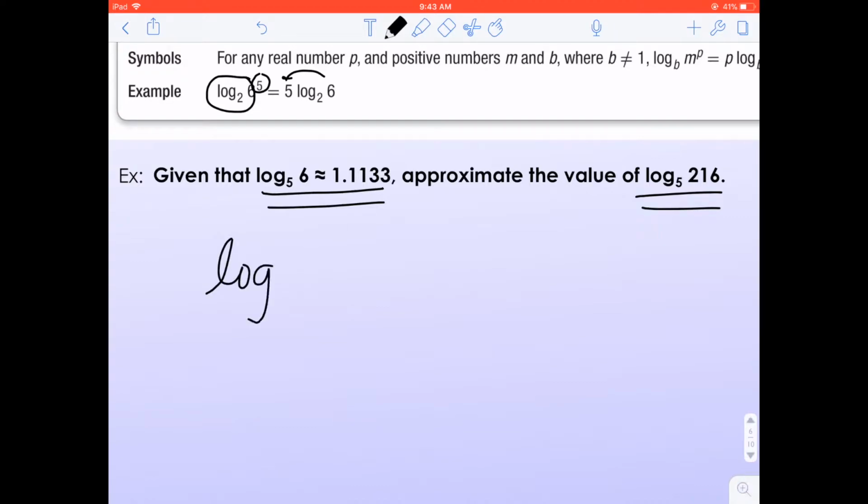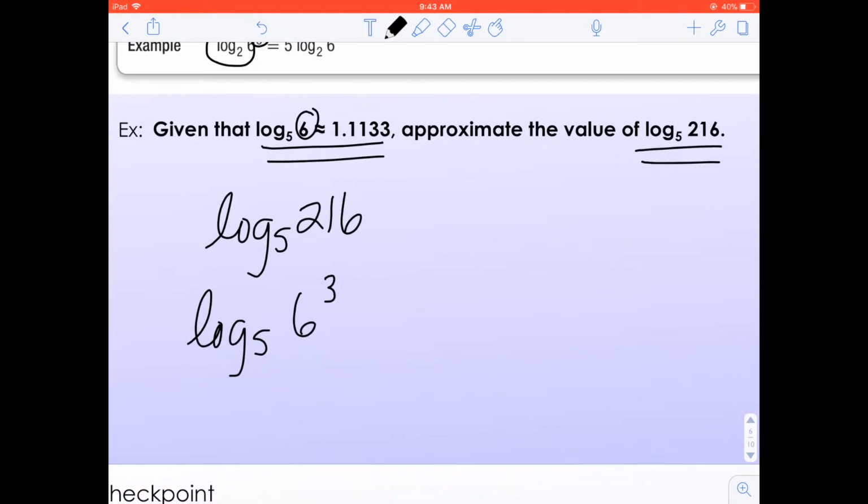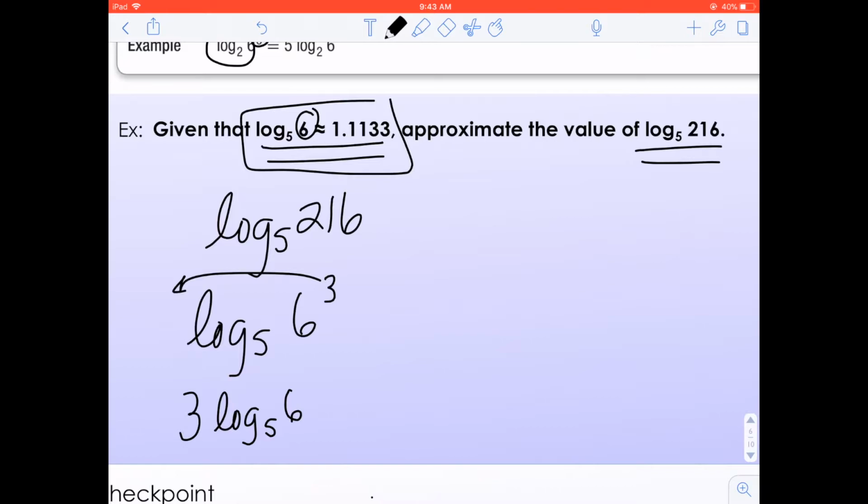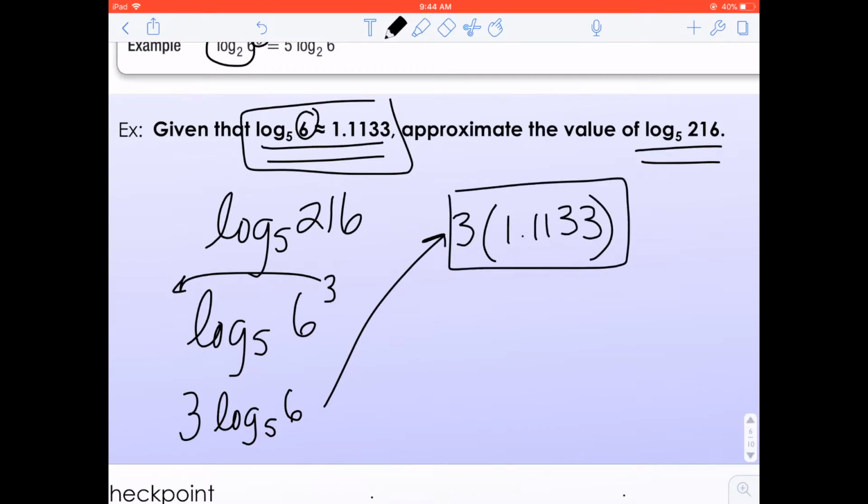So we can write log base 5 of 216. Now how can we rewrite 216 as 6 raised to something? Well, we know that 6 to the third is 216. Okay, so we rewrite that. Now using our rule, we can bring 3 to the front. So 3 times log base 5 of 6. Now we can use our rule. We know log base 5 of 6 is approximately 1.1133. So that's going to give us 3 times 1.1133. And that's going to be our final answer.